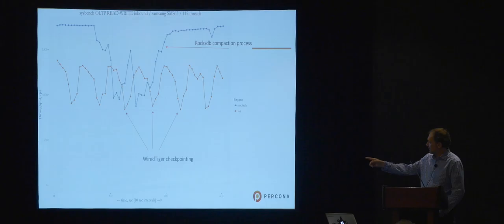Again, this time with 10 seconds interval resolution, and again we see this 60 seconds interval with the WiredTiger checkpoint. But we also see some drops for RocksDB, and I attribute this to the RocksDB compaction process, which Islam mentioned previously. So it seems when RocksDB has to perform this compaction, it also affects the general performance. It also might result in some longer background performance drops.